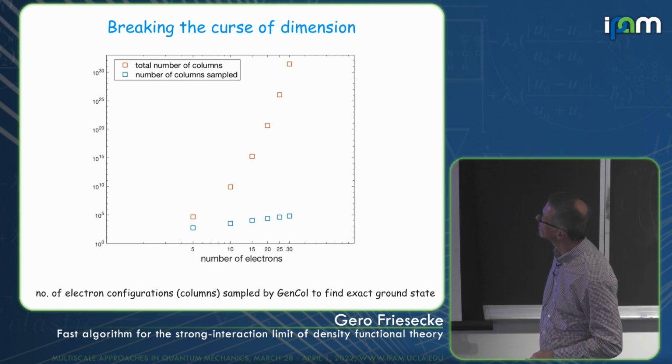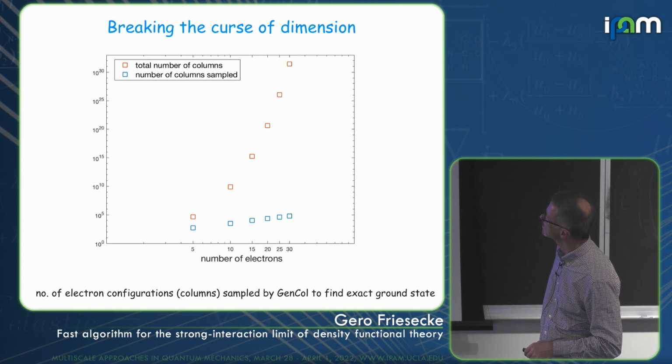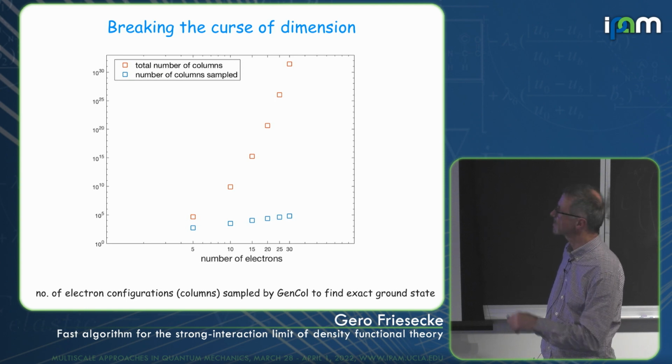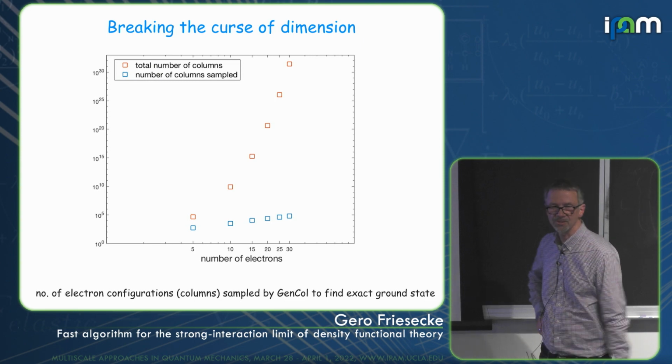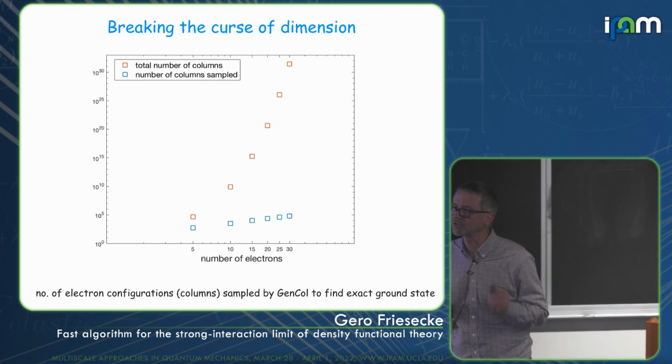So that's here, and this is the number of electrons. This is the total number of configurations sampled, and that's a log plot. And that's a straight line with a small slope. So we were extremely happy with this. This is the size of the state space, and this is the part of it you touch. So it's a tiny, tiny, tiny, tiny fraction of the state space you touch.